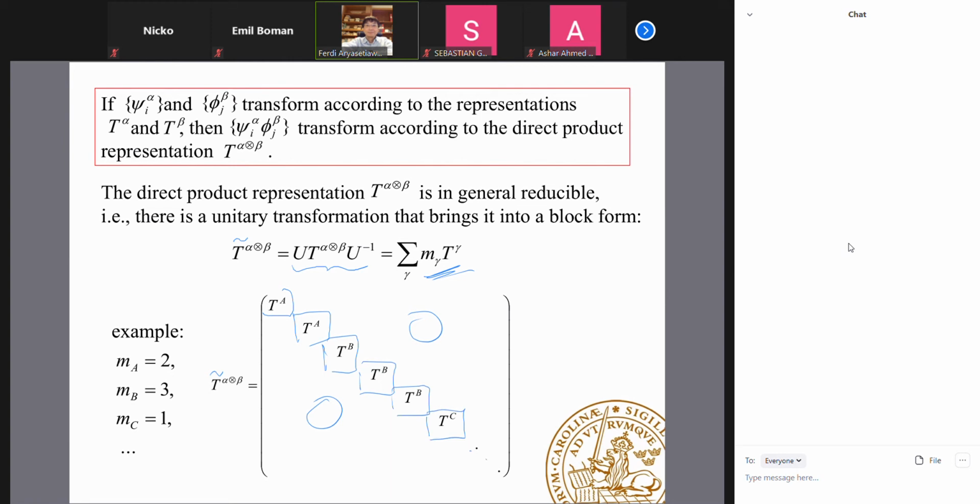So for example, the representation A appears twice. So we have T_A and another T_A. We have a representation B that appears 3 times, and so on. So that's what the multiplicity tells us, M gamma here.